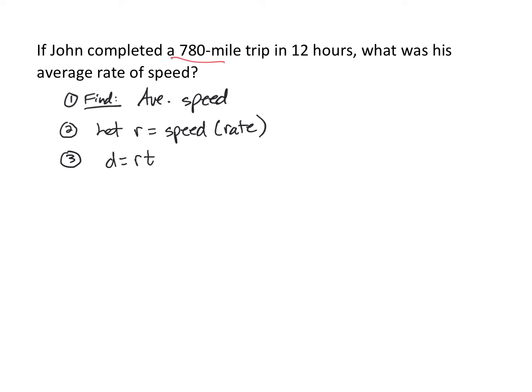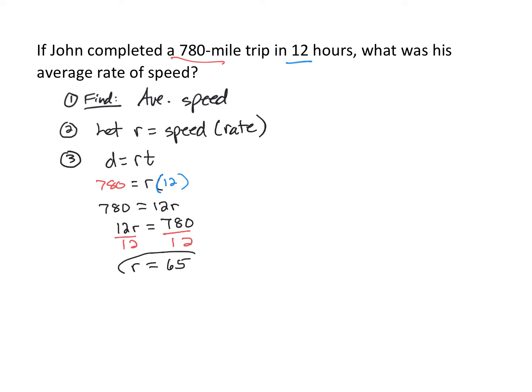So our distance is 780. Our time is 12 hours, and we don't know R, so I'm going to leave that as my variable. Okay, I'm going to rewrite this as 780 equals 12 times R, because that's the proper way to write it in algebra. And then I always like to have the variable on the left, so I'm just going to swap these sides out, which is all right to do as well. Now I just divide both sides by 12, and I'm going to find out that R equals 65.